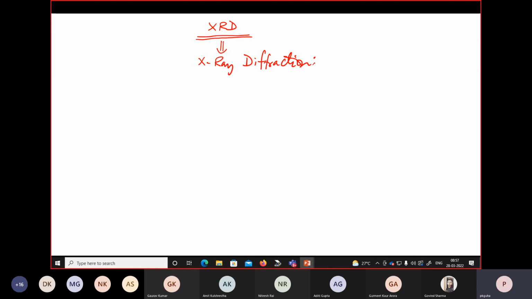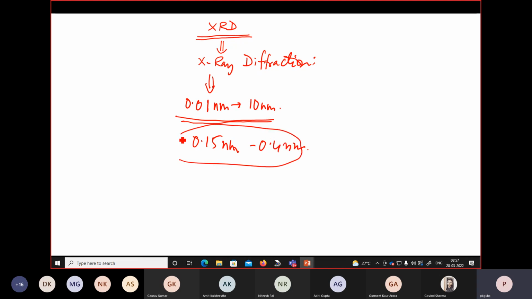Okay. Why do we need X-ray? X-ray wavelength is around 0.01 nanometer to roughly 10 nanometer. That is the X-ray wavelength. Now, interatomic distance in a crystal is of this order. That is why we use X-ray.